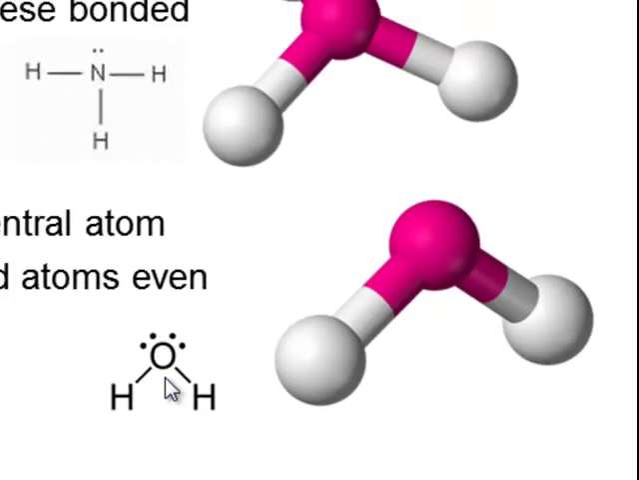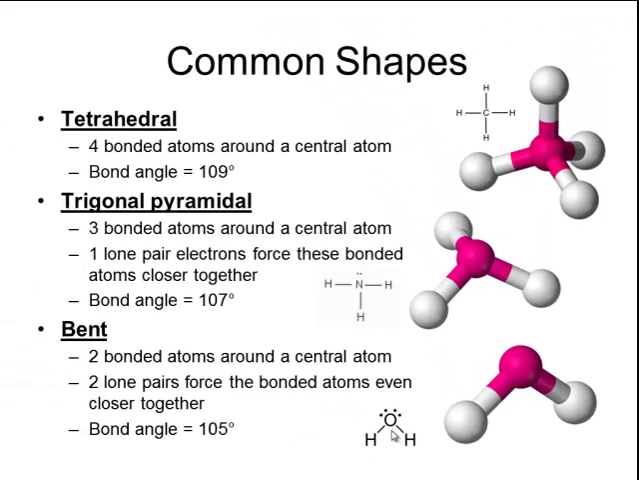As with the ammonia, those lone pairs of electrons take up more 3-dimensional space than the electrons that are bonded to the hydrogens. And so that's going to cause even more repulsion, and it's going to push those hydrogen atoms a little bit closer yet, to a bond angle of about 105 degrees.